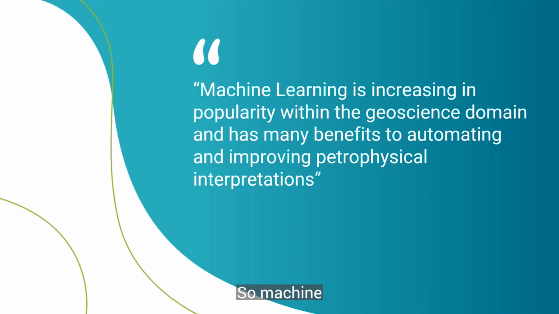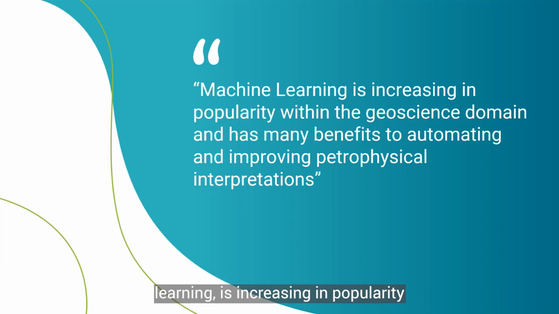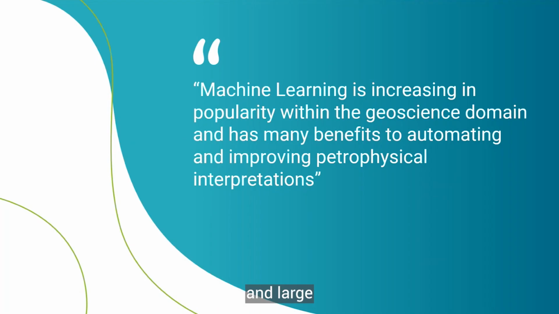Okay, so machine learning is increasing in popularity within all domains these days, especially with AI and large language models. But within the geoscience domain, it has many benefits, including automating the petrophysical workflow or the interpretation workflow, as well as improving any predictions that we make, say for permeability, porosity, or missing curves, missing data, and it can be very powerful, but there's a lot to machine learning these days and a lot of moving parts to it.